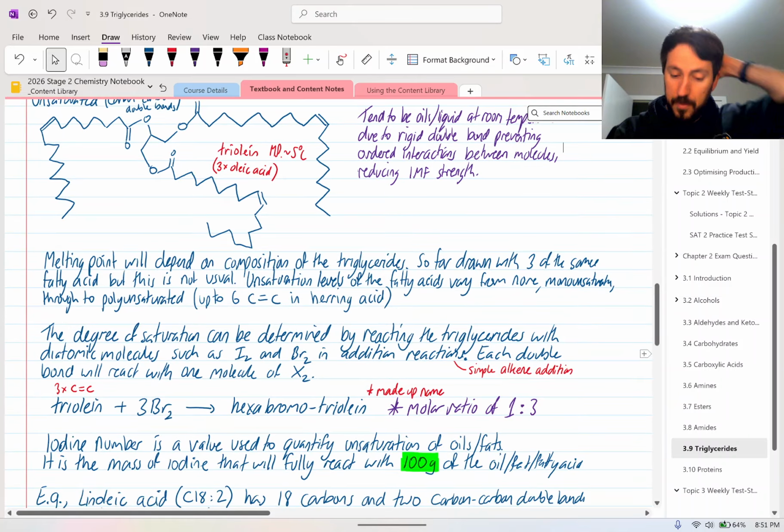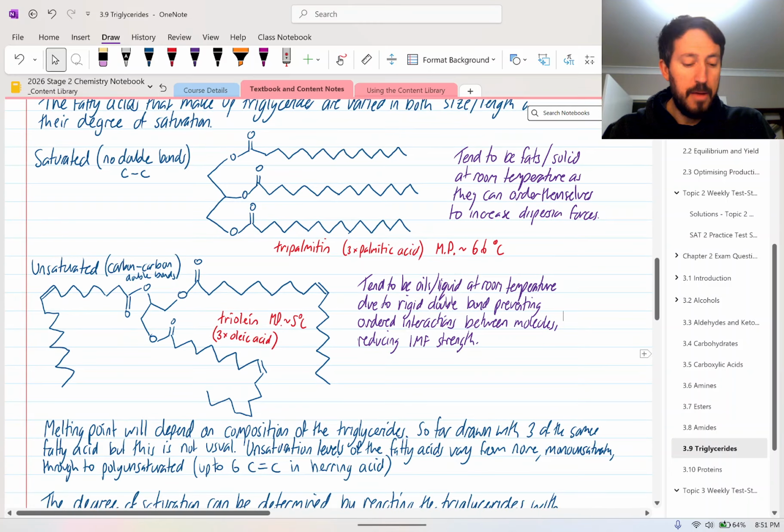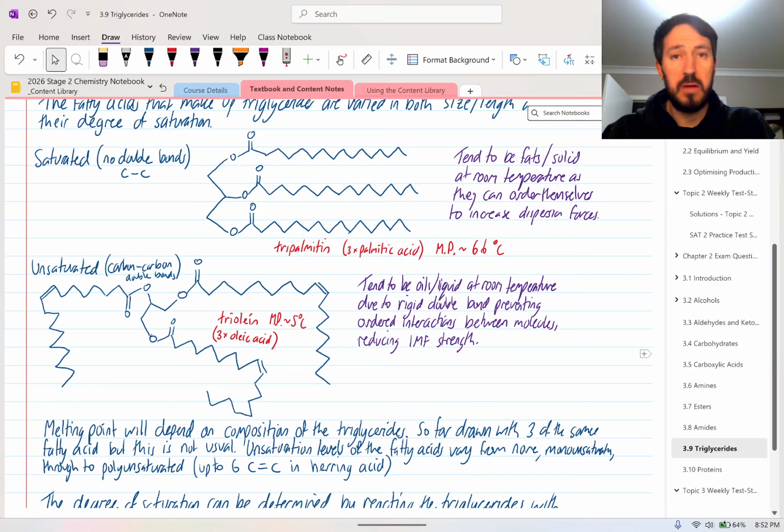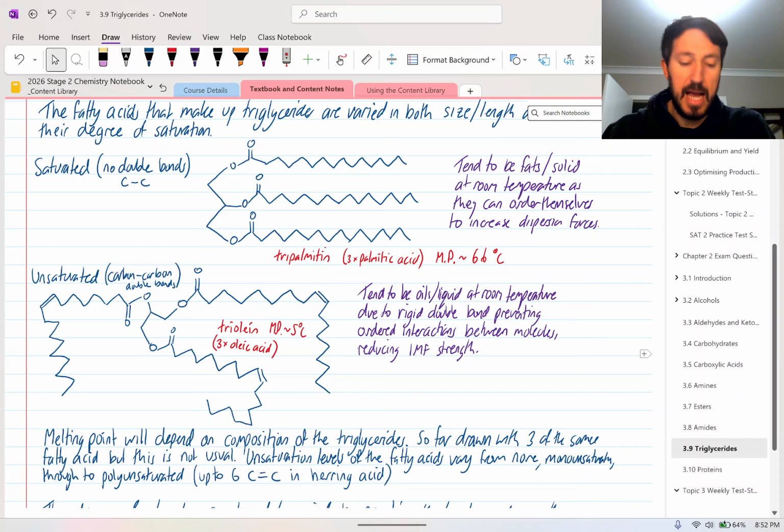Now, all of these examples of triglycerides that I've drawn, I've shown you 3 of the exact same fatty acid joined to the glycerol. That is not necessary. I've done it for simplicity's sake, but you do get combinations of 2 or 3 different types of fatty acids attached to one glycerol molecule.